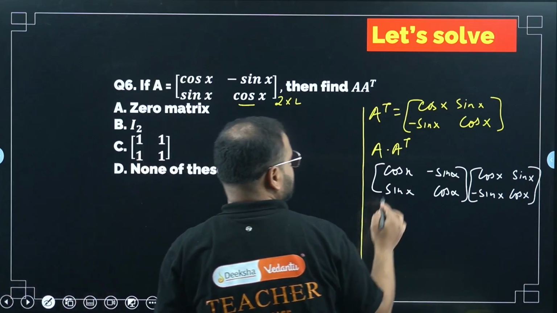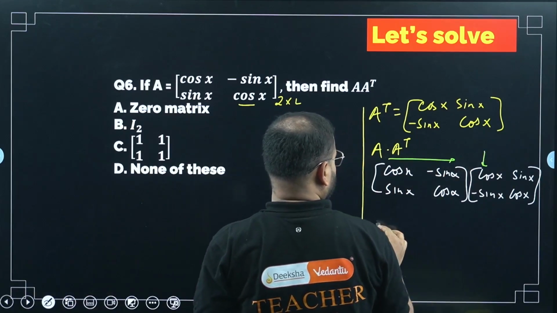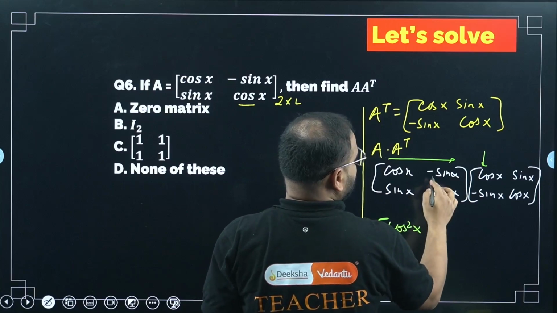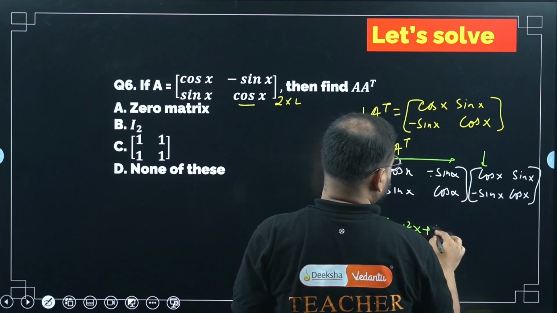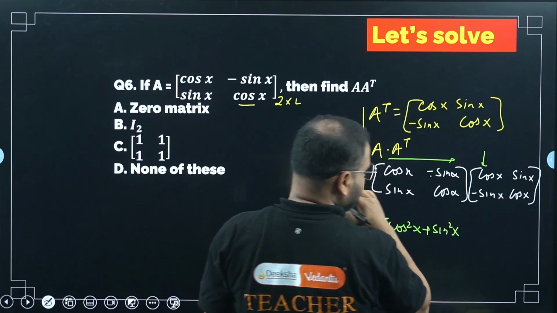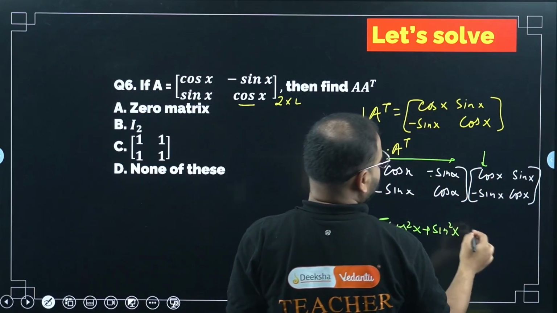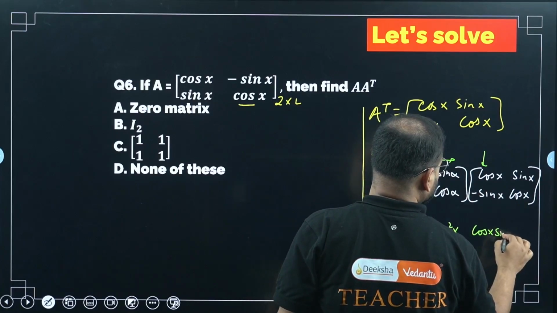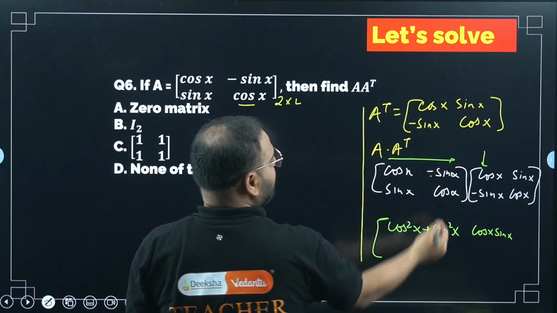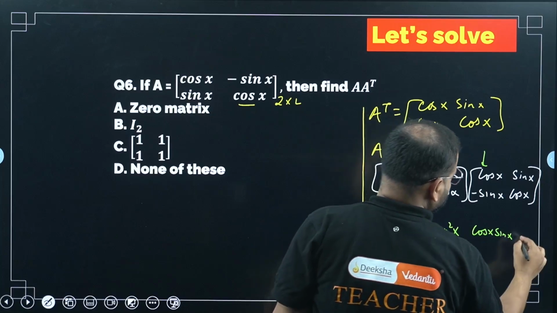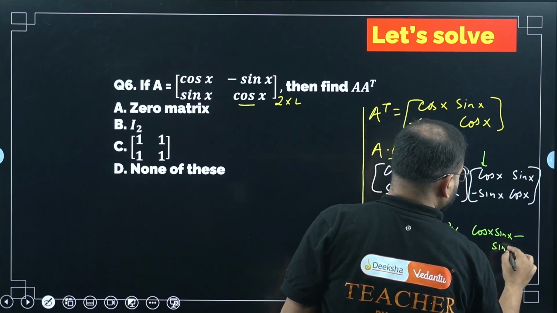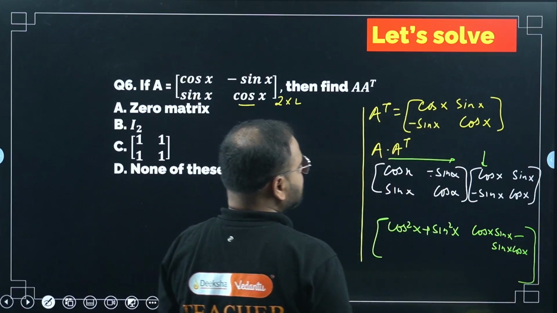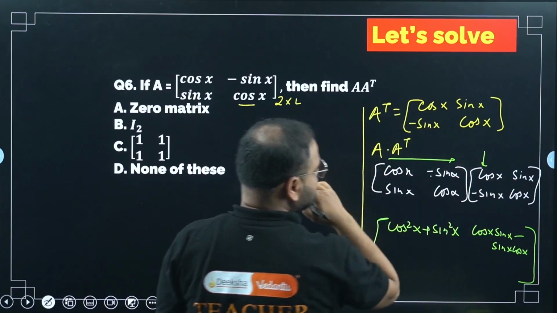First row, first column. Cos x into cos x, so cos square x, minus sin x into minus sin x, so plus sin square x. Correct? Now this with the second row: cos x into sin x is cos x sin x, and then minus sin x into cos x, so minus sin x cos x. Next, second row with the first column.